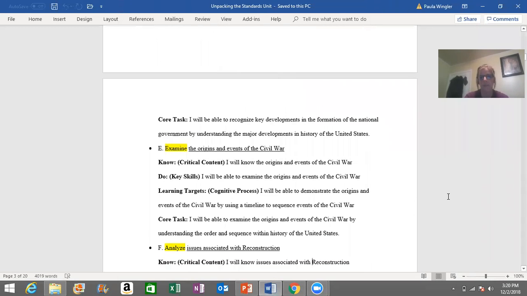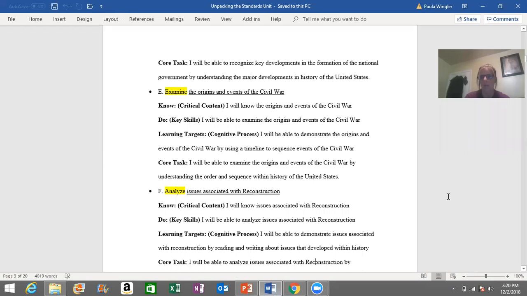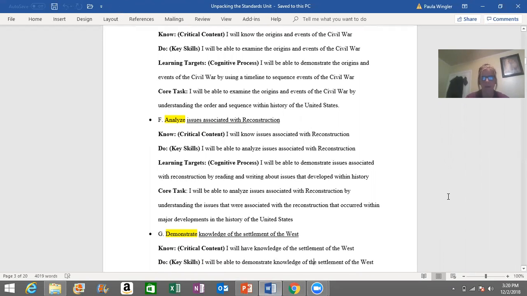They're going to be able to examine the events of the Civil War. So they're going to know what events were in the Civil War. They're going to be able to list the events and demonstrate, like a timeline, using a sequence of events. They're going to be able to analyze issues associated with Reconstruction. They're going to be able to know and demonstrate and analyze the things that happened and why they happened.